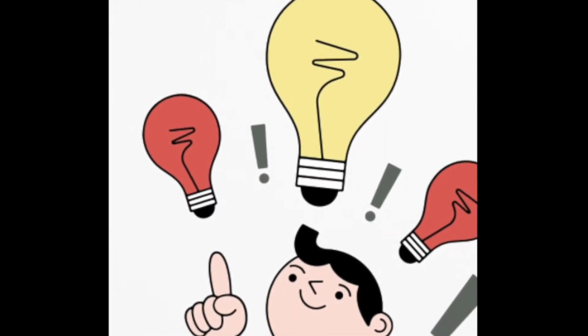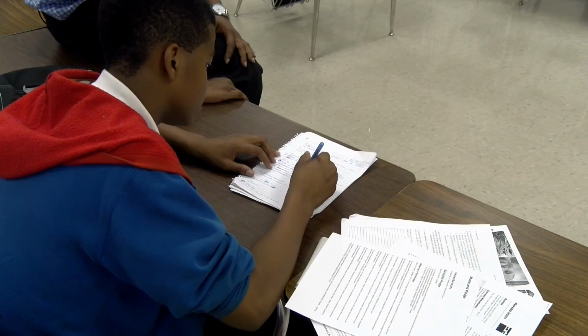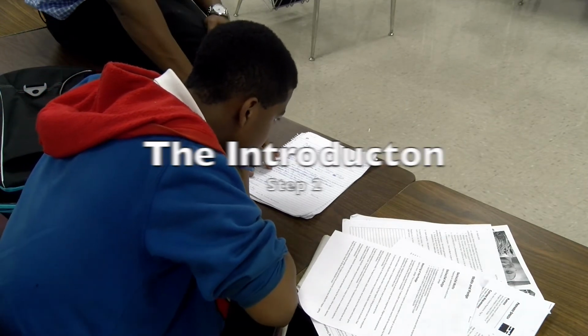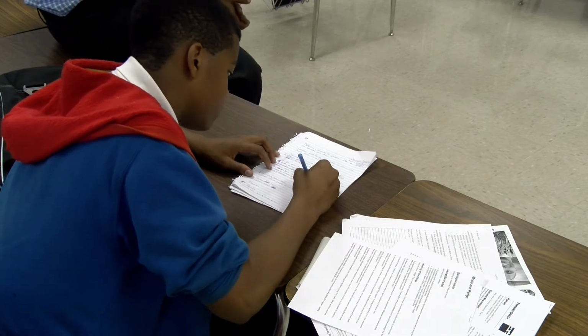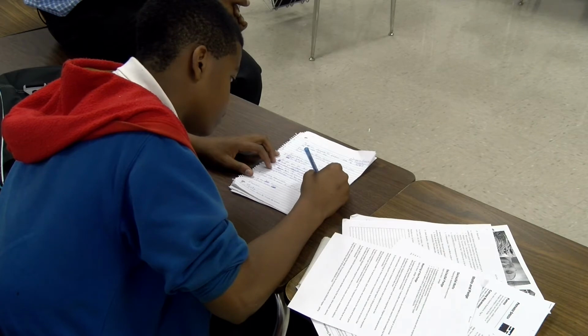Once you've selected your topic and done your research, it's time to brainstorm ideas and write that introduction. Your introduction should give the audience a good idea of what your speech is about and state your thesis. It should also include a hook that makes your audience want to hear the rest of the speech.